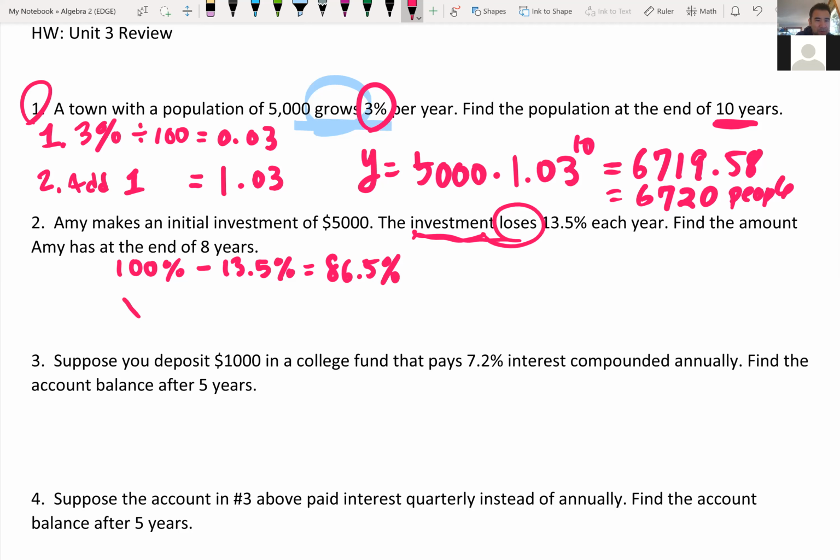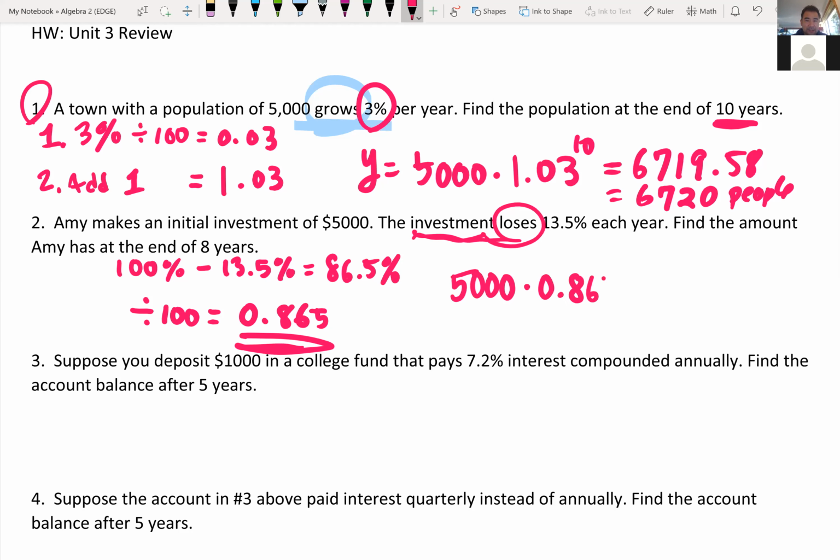Now you divide by 100, which gives you 0.865. And that is the rate that you're going to use. Okay, that's the rate. So the initial value is 5,000, and then the rate is 0.865 to the eighth power.